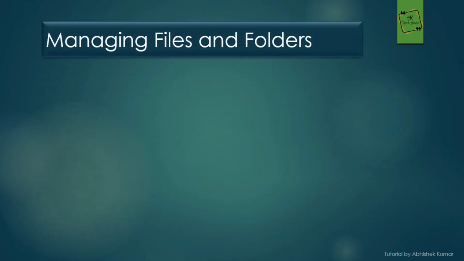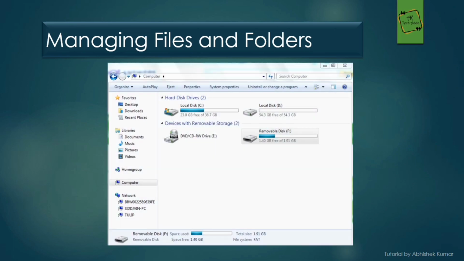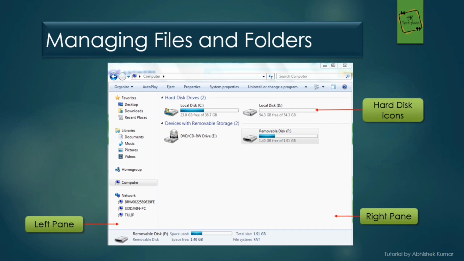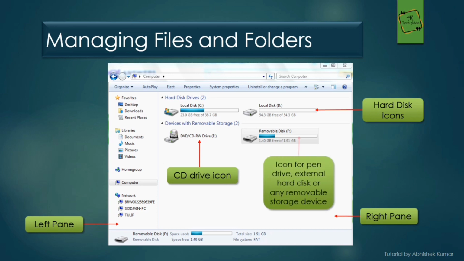Now we'll know how to manage your files and folders. So when you double click the computer icon, you get a window like this, in which you get two panes, left pane and right pane. From the left pane, you can move to different drives and some specific folders anytime. In the right pane, you get some icons of drives and folders. This is hard disk icon, in which you can save all your files. This one is DVD or CD drive icon. So you can access your data of CD or DVD from here. This is icon for pen drive or any external drive.